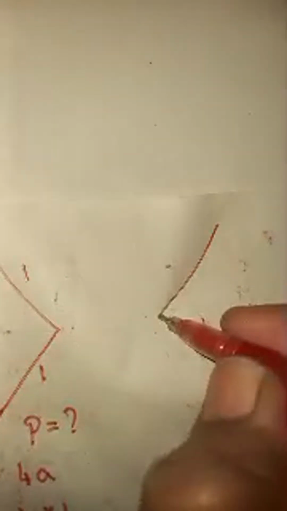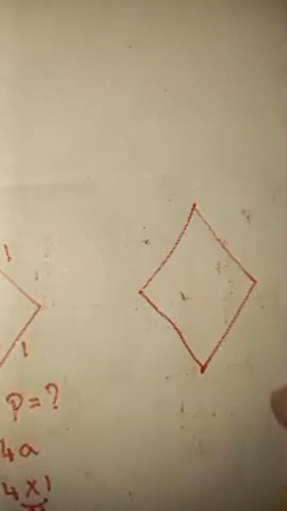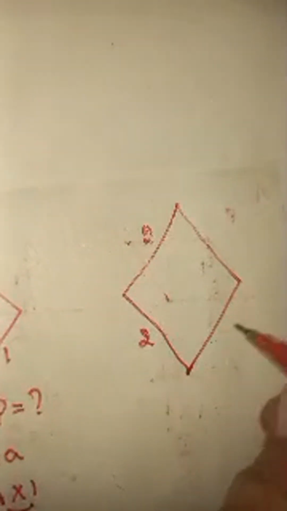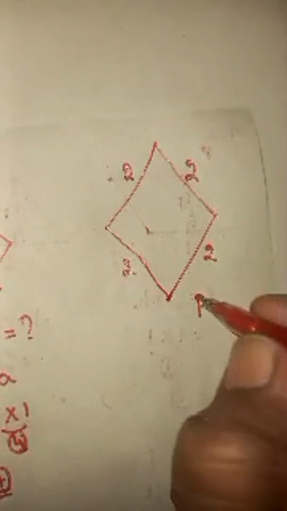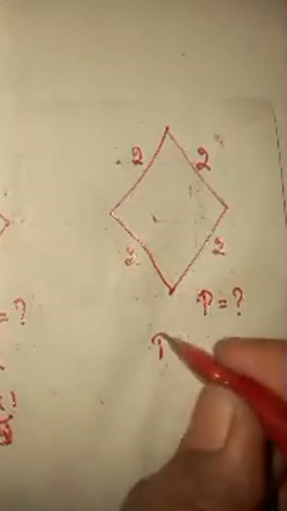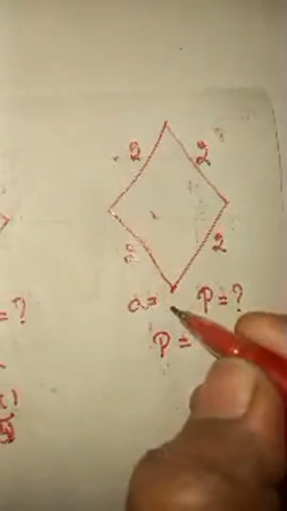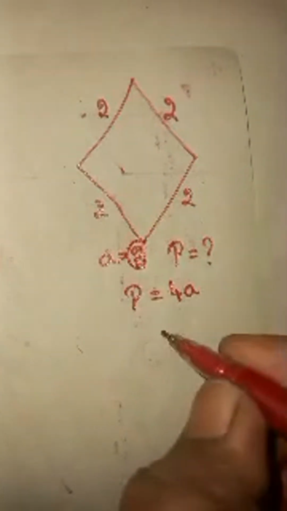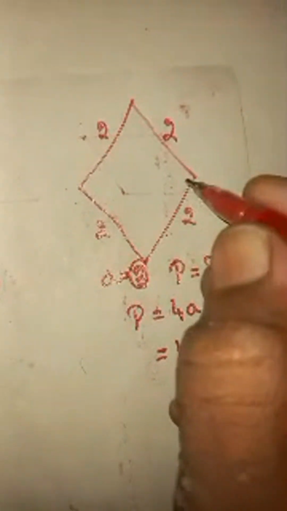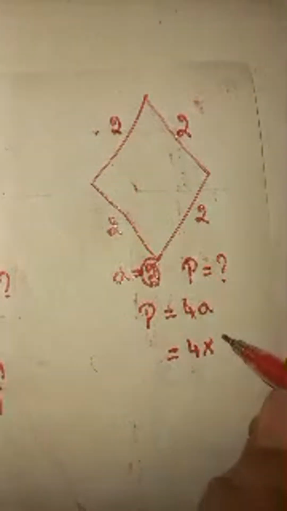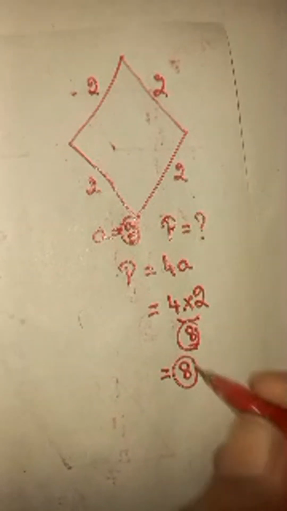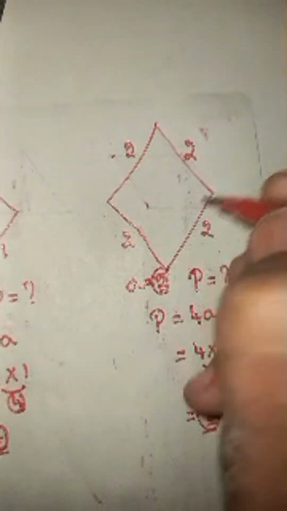Let's take another rhombus. In this rhombus, they have given all sides as 2 units. Now you need to find out the perimeter of the rhombus. You can do it. The perimeter of the rhombus is 4 times the side length. Here the side length of this rhombus is 2 units. So it's going to be 4 times 2 units, which is 8 units. So 8 units is the perimeter of this rhombus.